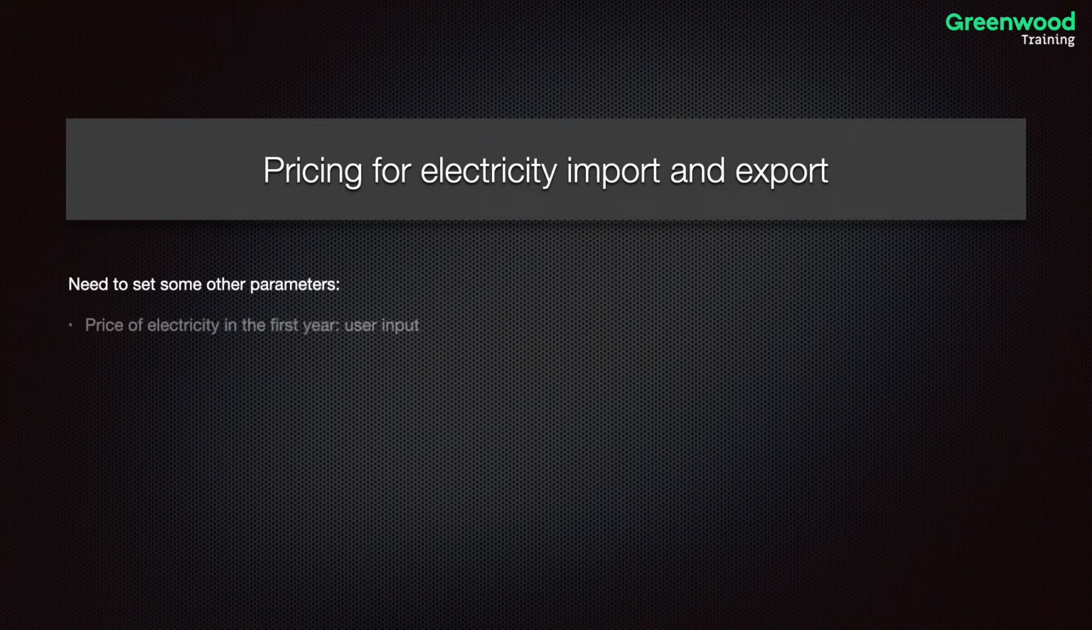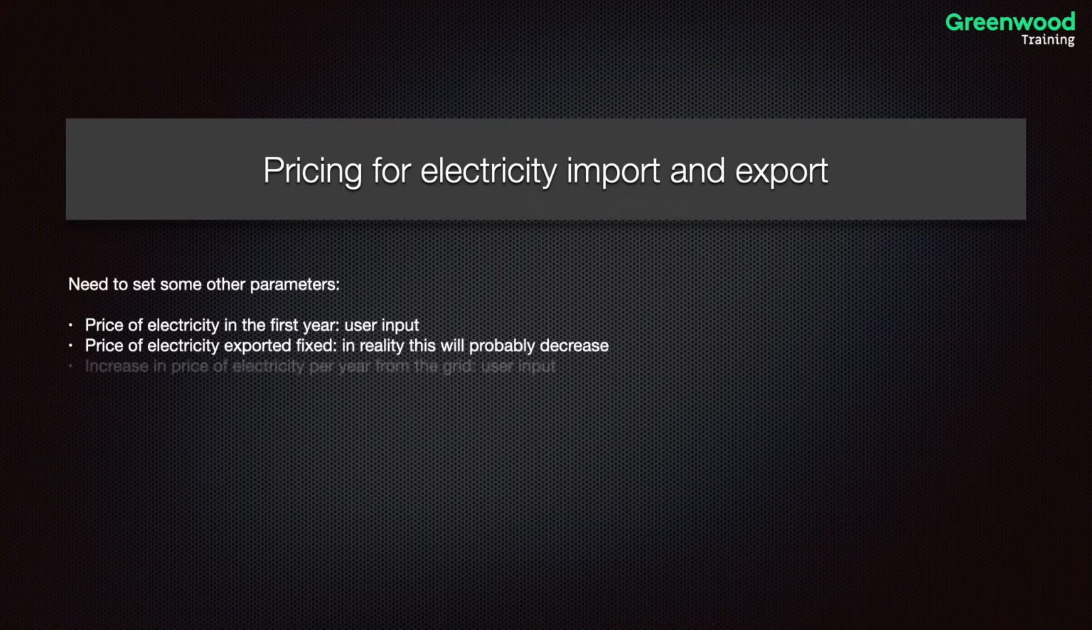Let's look at the price of electricity in the first year, and that's a user input. And the price of electricity exported is fixed. In reality, this will probably decrease over time. And then the increase in price of electricity per year from the grid, and that's a user input, let's say 3%. Now, very important, the percentage of solar consumed by the load and what actually goes to the grid.